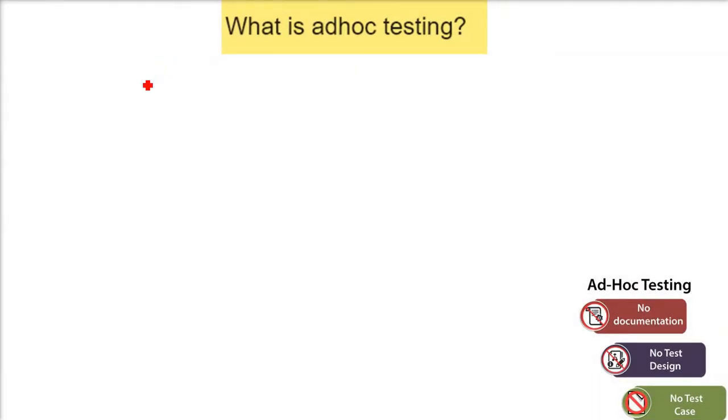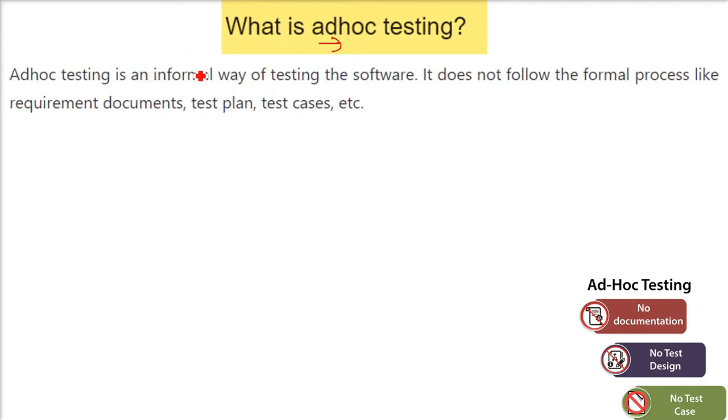What is ad hoc testing? Ad hoc means, for example, in your college, there are certain teachers or professors who are permanent. There are some who are just called in on an agreement or contractual basis. They are ad hoc. So you can relate to that. Ad hoc testing is an informal way of testing. That means it has no formal way.